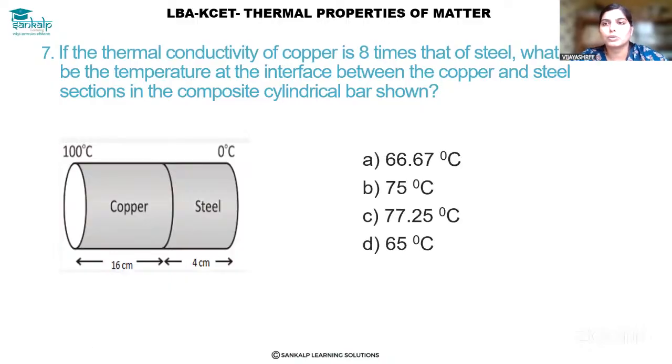Look at the options. Option A: 66.67 degrees Celsius. Option B: 75 degrees Celsius. Option C: 77.25 degrees Celsius. Option D: 65 degrees Celsius. So let us see the answer step by step.